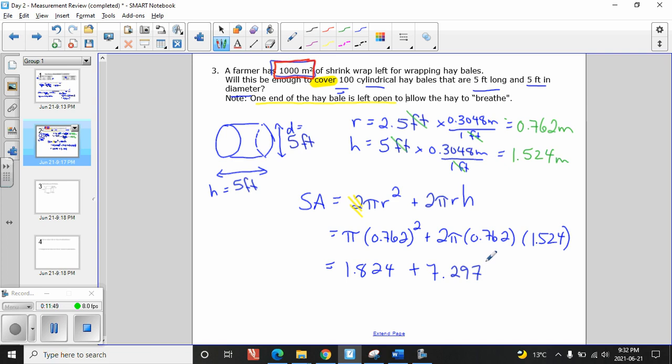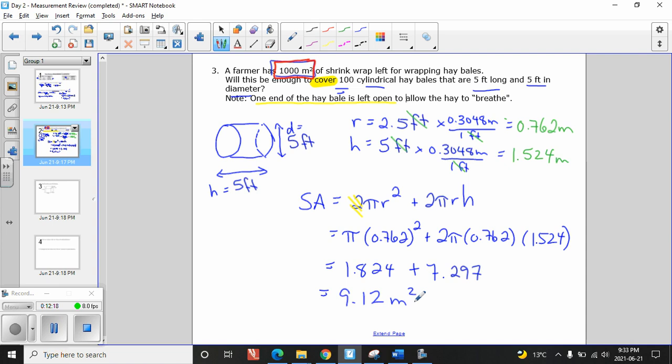Oh, I think I'm being... I just caught myself. I was thinking about 5 for the height, but I did have to convert it to meters. Okay, so we've got two terms. We're going to add them together. And this says 9.12. My units here are meters squared.